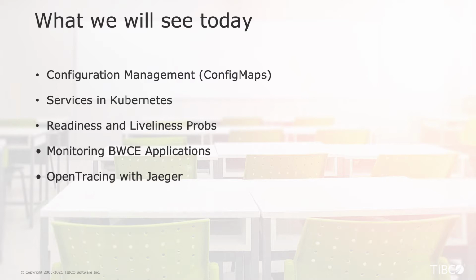It will also look at services in Kubernetes and how you use kubedns or CoreDNS to look up services in Kubernetes. We will talk a little bit and I'll show you what the readiness probe is for BWCE in Kubernetes. I'll show you the monitoring of BWCE applications. How do we bind applications to the BWCE mon containers? And lastly, we'll look at OpenTracing using Jaeger and how we do that in a Kubernetes environment.